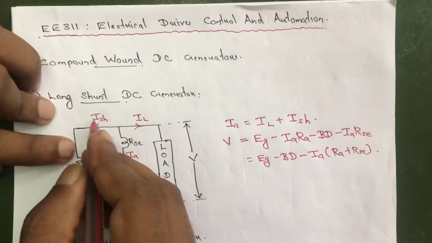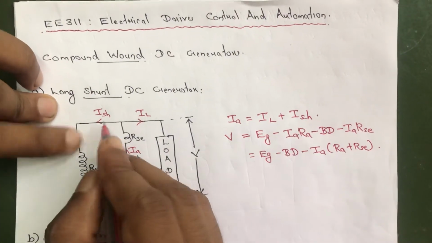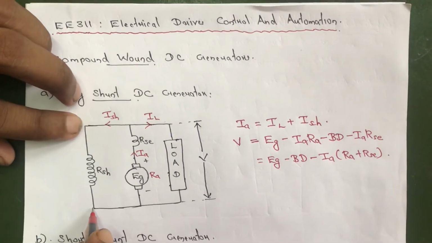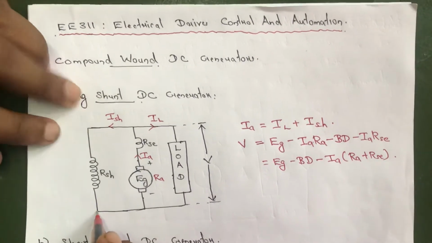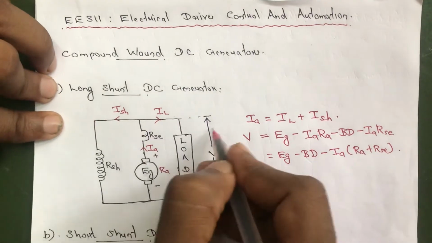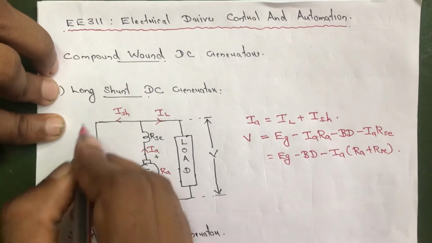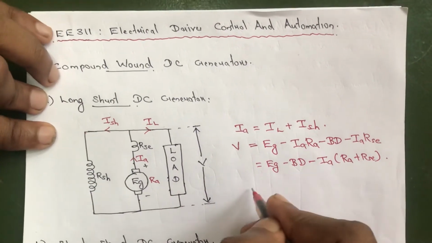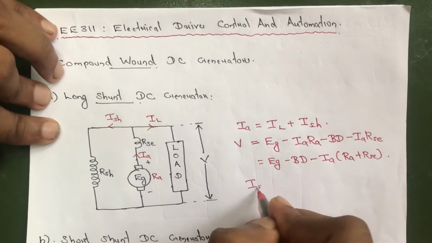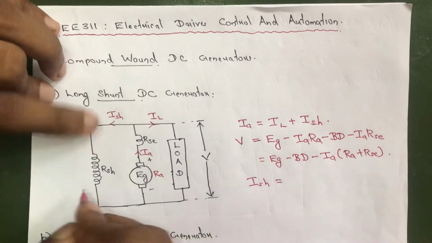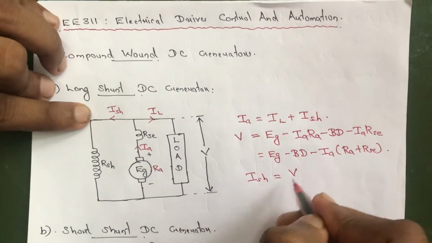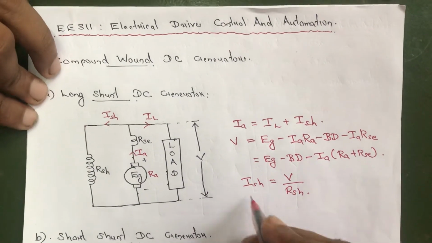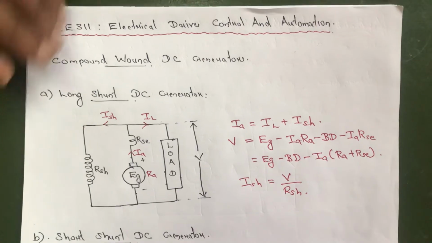Next we have to find ISH. The current through this resistance will be equal to V by R. The load and the shunt field resistance are connected in parallel, so the voltage across this resistance is the terminal voltage itself. Therefore ISH equals V by RSH. So these are the equations we are getting for this long shunt DC generator.